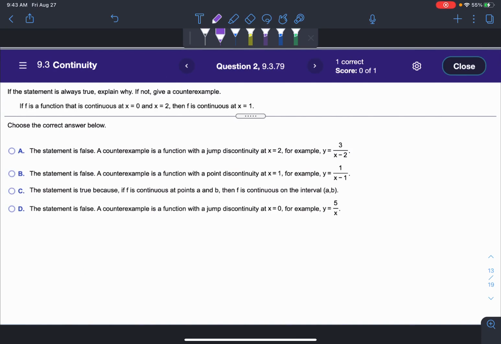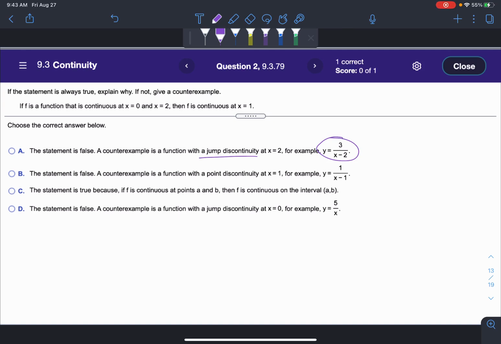So now this statement saying if a function is continuous at x equals 0 and x equals 2, then it has to be continuous at x equals 1, which I would hope you would recognize isn't true. But if not, let's look through the statements below. So the statement's false, a counterexample with a jump discontinuity at x equals 2, for example, this function.